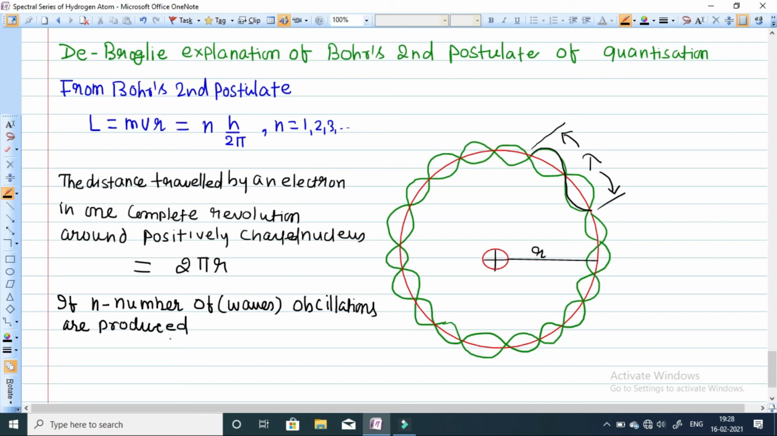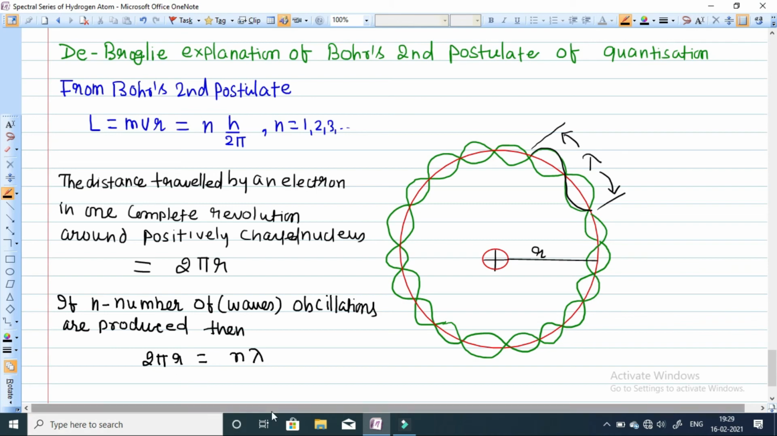The total distance that will be traveled will be equal to n lambda, and this total length is basically equal to 2 pi r. So 2 pi r will be equal to n lambda. If n number of oscillations are produced when the electron makes one complete revolution around this positively charged nucleus, then the total distance traveled in terms of wave will be n lambda, but the actual length is 2 pi r, that is the circumference. So we can equate 2 pi r is equal to n lambda.